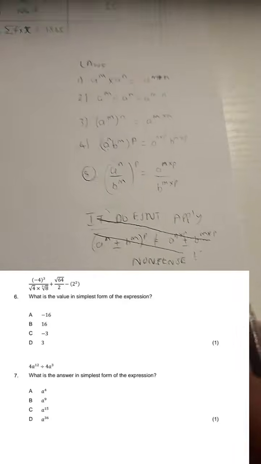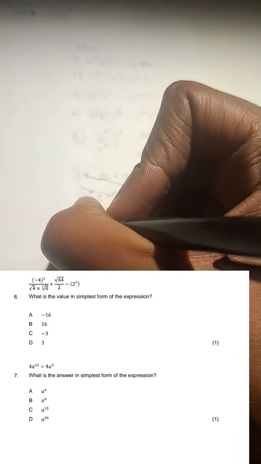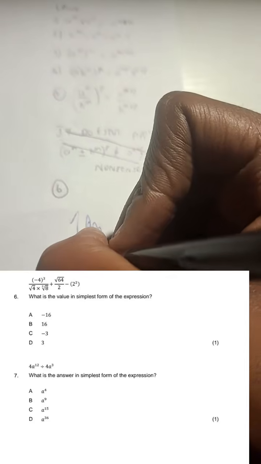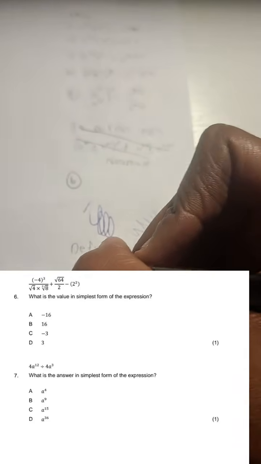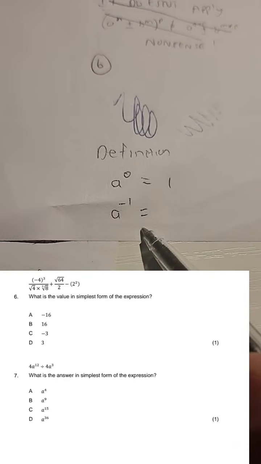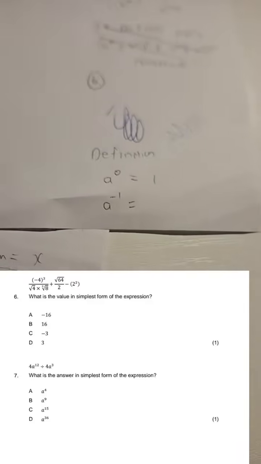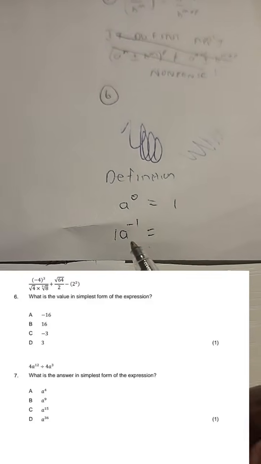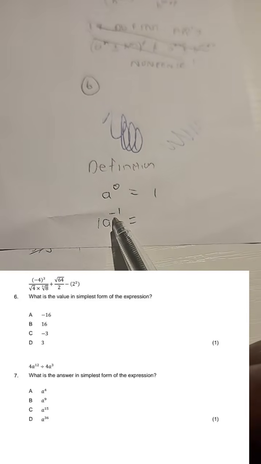Nonsense. Okay. And then lastly, there's this thing here. These two definitions. Definition number 1 says any base raised to the power 0 is equal to 1. Definition number 2 has to do with negative exponents, right? And this definition says, okay, I just want to reveal what's here, all of it. This is like 1 times a to the power negative 1.